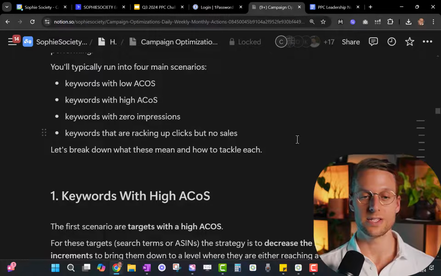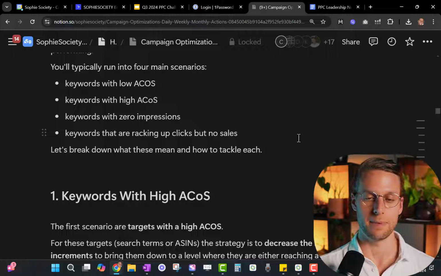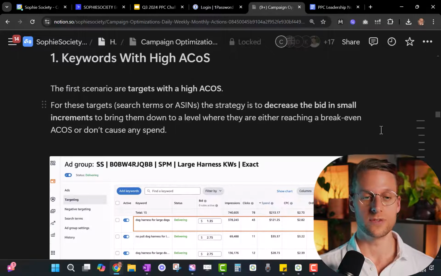So once you set that starting bid and your campaigns are actually running, you're going to then adjust the bid over time based on the data that comes back from that campaign in one of these 4 main scenarios. Keywords with low ACoS, keywords with high ACoS, keywords with no impressions, and keywords that are racking up clicks but have no sales at all. So what do you do in each of these scenarios?